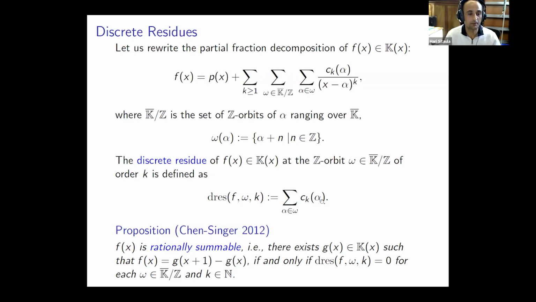This proposition is important in the sense that if we have to compute the certificate G, then oftentimes computing this certificate G is impossible, and the rest of the time computation of the certificate G is going to be expensive. So without computing the certificate G, we can determine whether the given rational function is rationally summable or not by using the sufficient and necessary condition proposed by Chen and Singer.